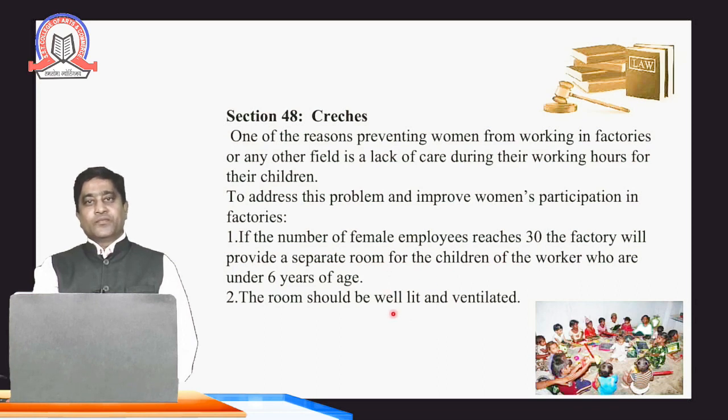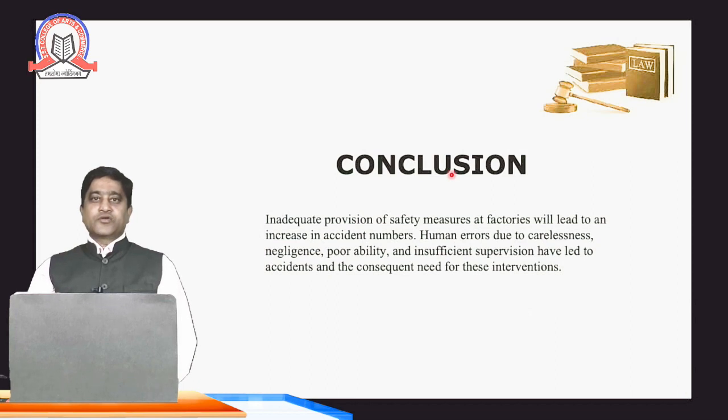The room for the children should be well lighted and ventilated, and there should be a proper daycare for the female workers' children. Coming to the conclusion, the last part, under the Factories Act, what is welfare? Inadequate provision of safety measures will lead to an increase in the number of accidents. Human errors due to carelessness, negligence, poor ability and insufficient supervision have led to accidents and the consequent need for intervention.